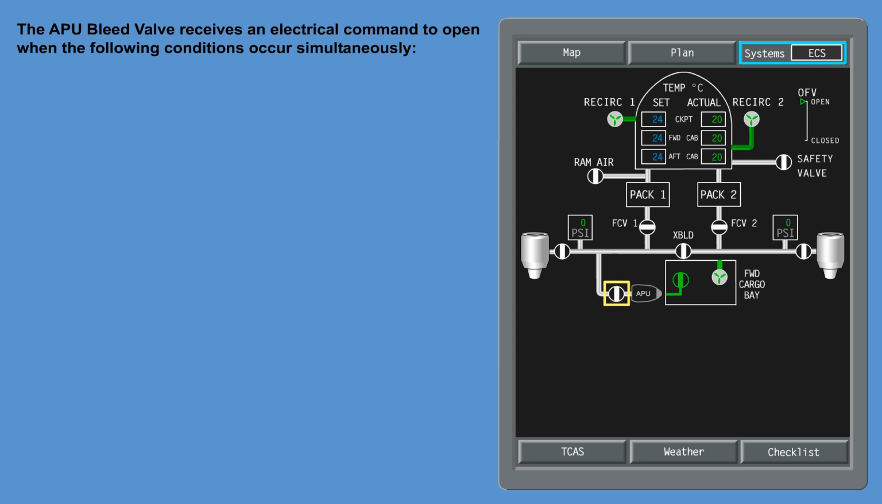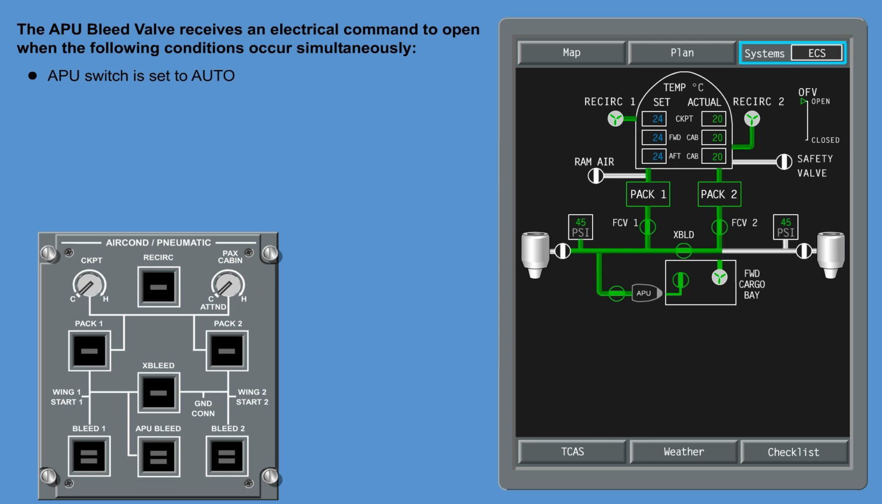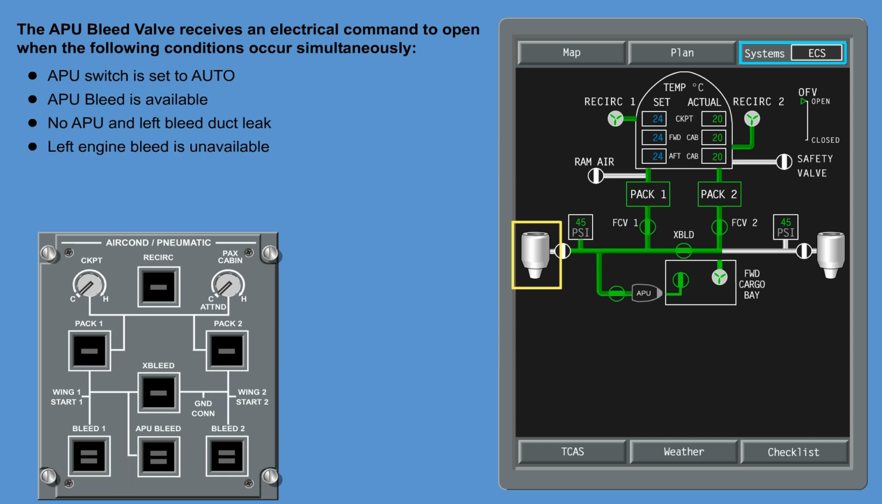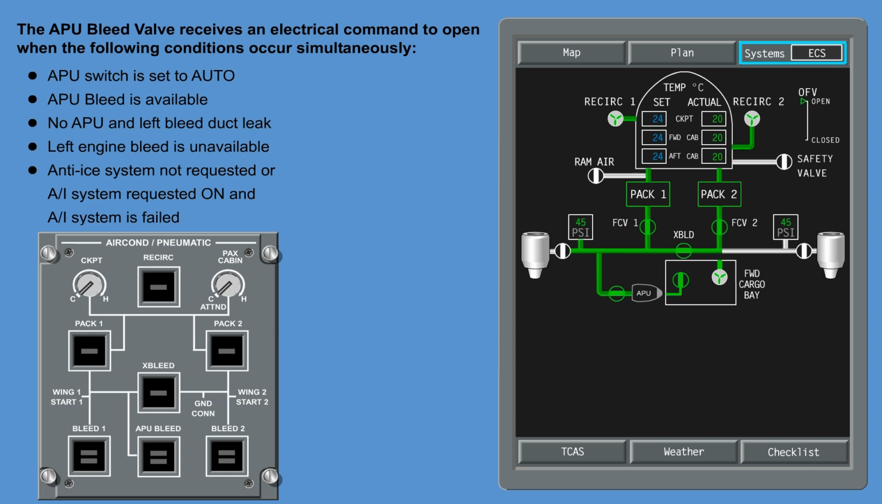The APU bleed valve receives an electrical command to open when the following conditions occur simultaneously. APU switch is set to auto. APU bleed is available. No APU and left bleed duct leak. Left engine bleed is unavailable. Anti-ice system not requested, or anti-ice system requested on, and anti-ice system is failed.